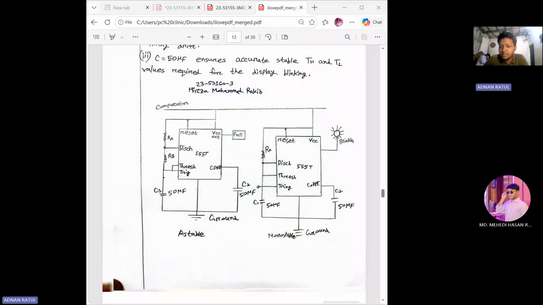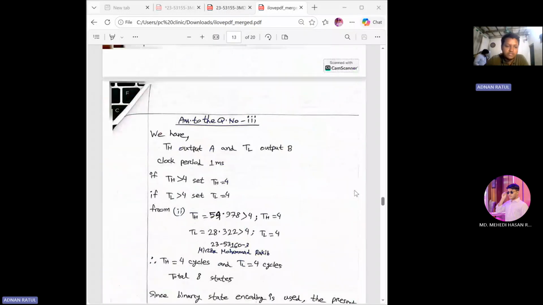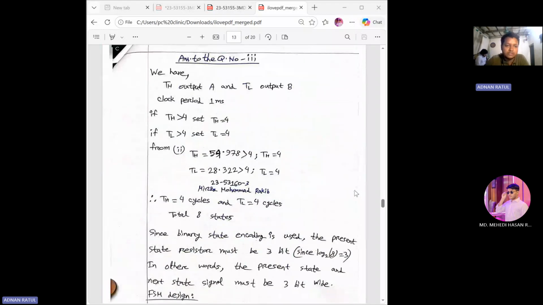So we must remember that the 555 timer has no enable signal. It cannot maintain a constant output on its own. So I used a D flip-flop and enable reset signal. Thank you for now. I will describe the answer number 3.